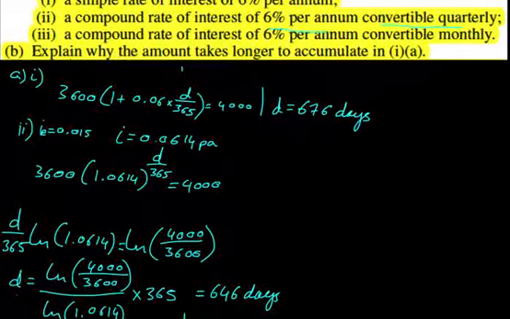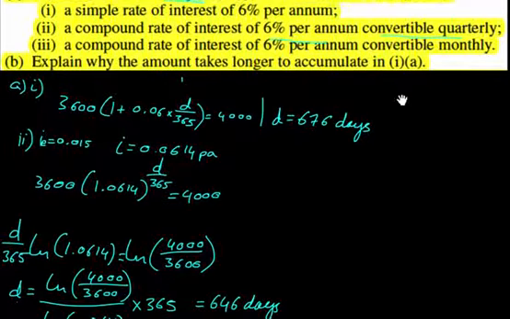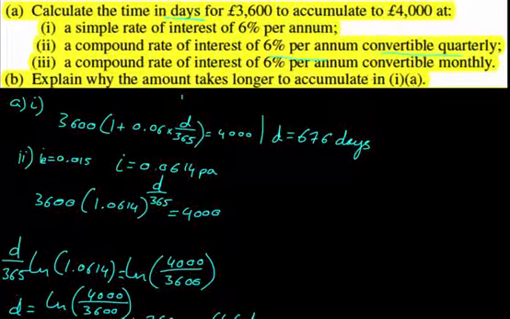So, explain why the amount takes longer to accumulate in part A. I guess the reasoning for that is because we are not earning interest upon interest over here. In simple interest, that's not how it works. And if we wanted to get into more detail, the difference between parts II and III is because we'd be earning interest on more periods, so more interest and more interest would shorten the amount of time it takes to accumulate to the same value.